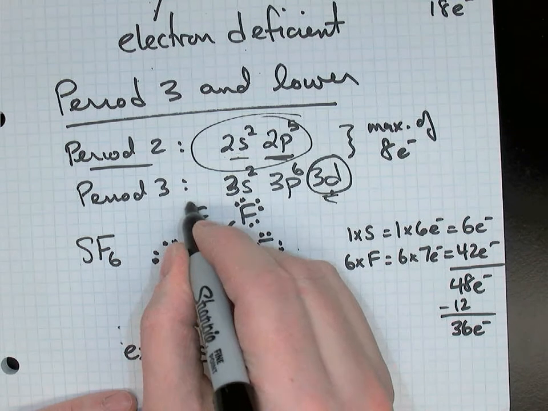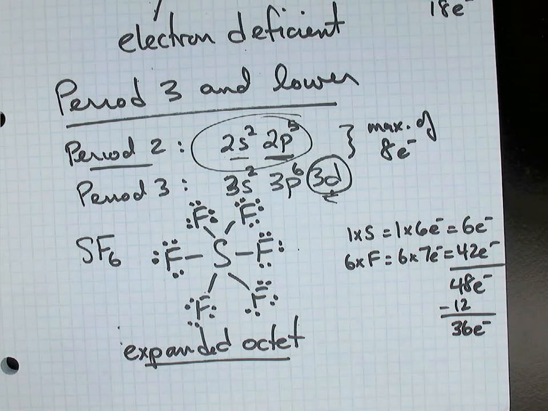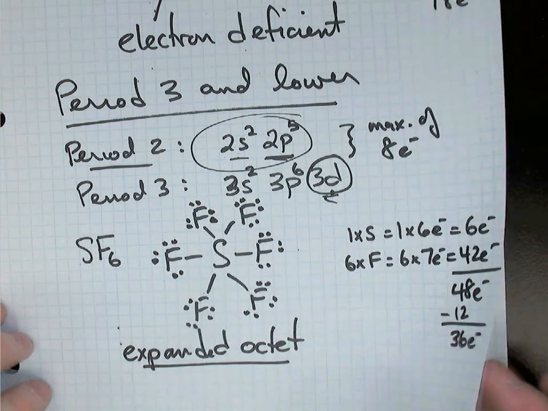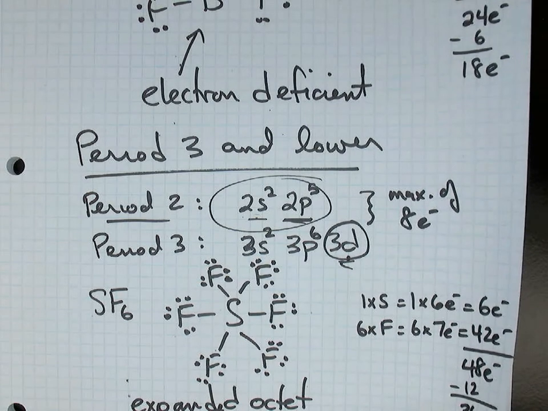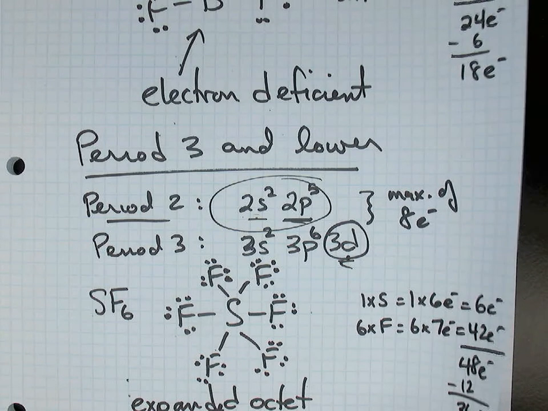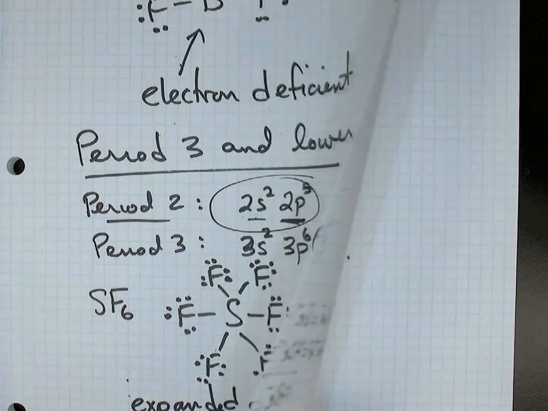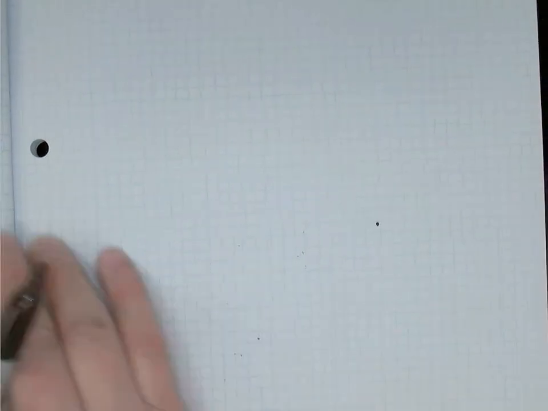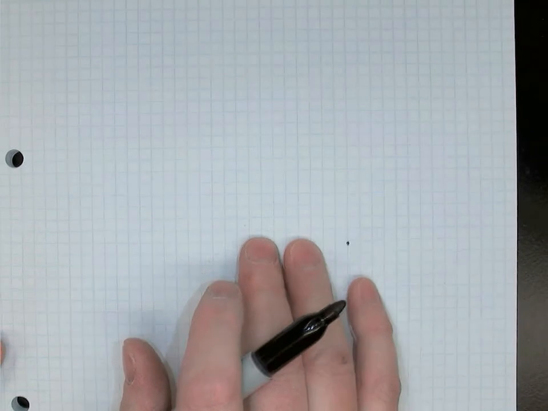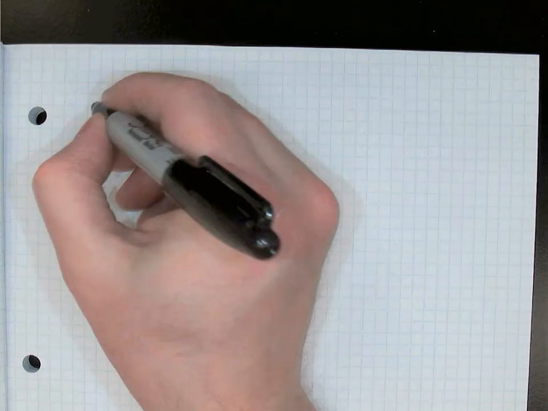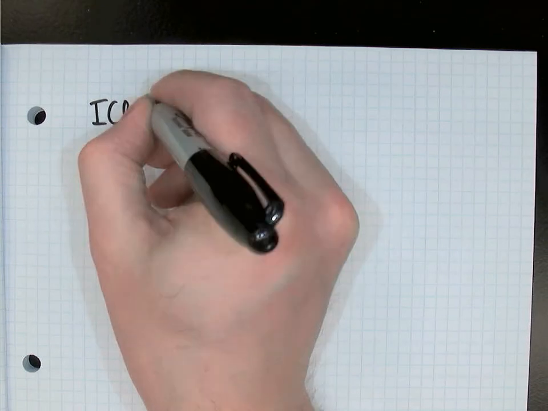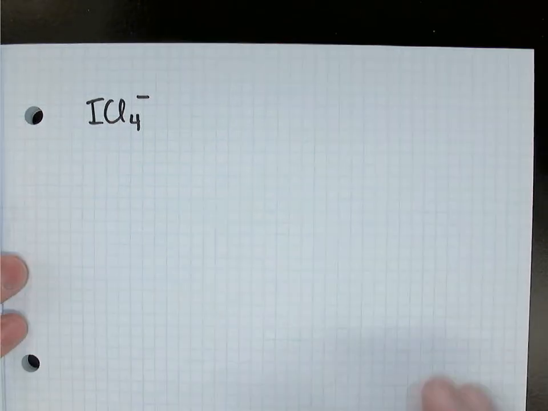So notice we still start by trying to give the octet, but we're prepared for elements in period 3 or lower to give more than that if necessary. Alright. If we take a look at maybe one other example, and then we'll pause here. How about ICl4 minus? See if you can pause the video and draw this Lewis diagram.